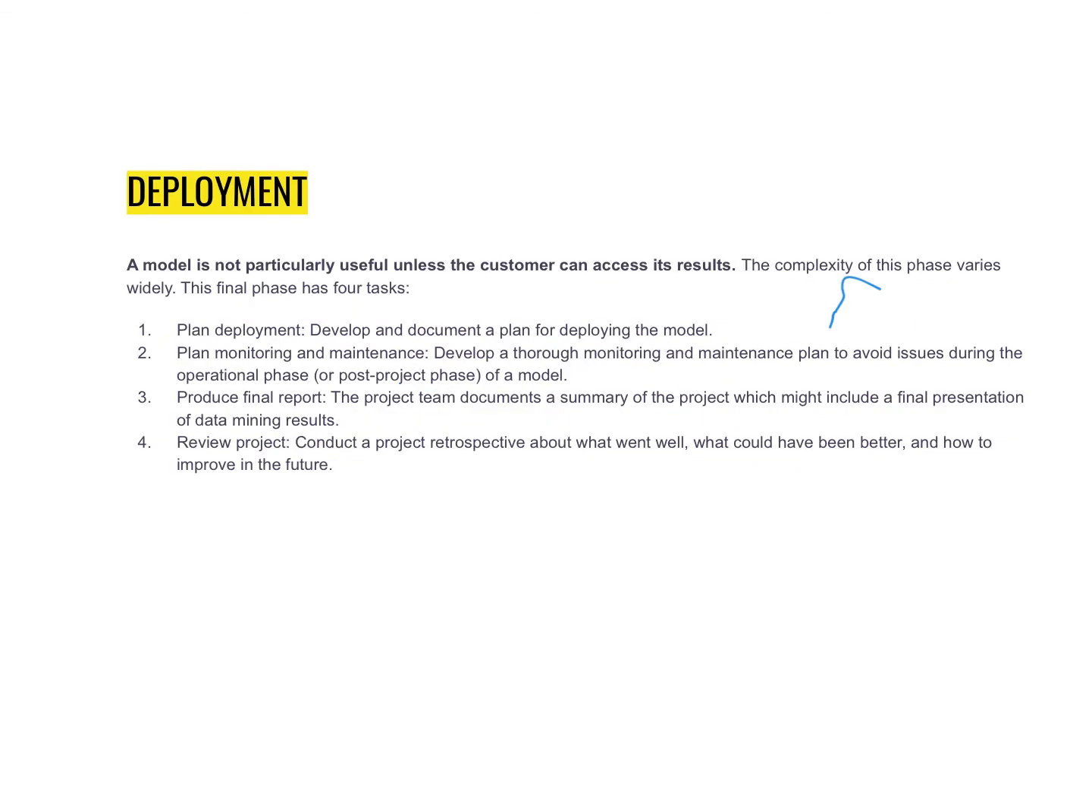And based on the previous three tasks, determine whether to proceed to deployment or iterate the previous phases again. Lastly is deployment. Okay, so kata a model is not particularly useful unless the customer can access it. Here, you deliver the result to the customer or to the business user. So the complexity of this phase varies widely. This final phase has 4 tasks. You have to plan how to deploy, and then plan monitoring and maintenance, produce the final report, and review the project. So the main thing in this phase is to deliver the final result to your business user or to your customer.